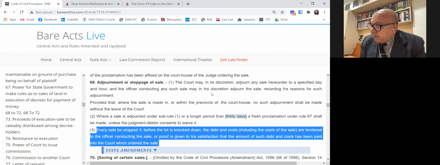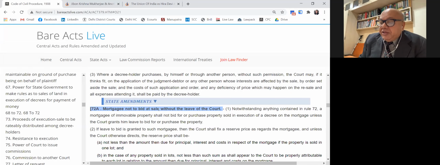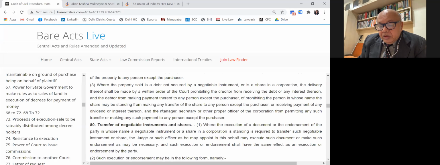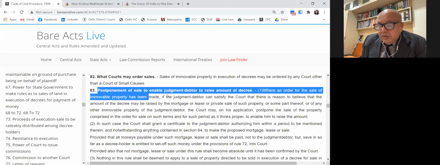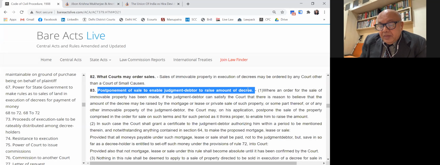Then Order 21, Rule 83 check करें यहाँ पे. Postponement of sale. So you learned under Order 21, Rule 66, there is a proclamation of sale, either by a public auction or a private treaty. ये करने के बाद, then there is a postponement of sale. This is the provision relating to sale.